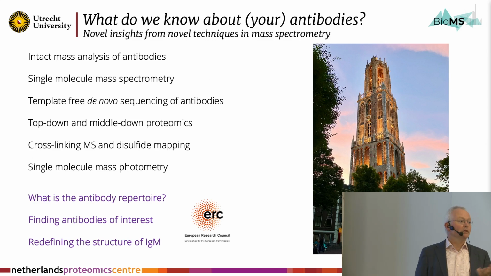What is your antibody repertoire? Can we find antibodies of interest? Which antibodies are you making at the moment? If you had corona again a few weeks ago or so, you're probably making antibodies against corona at the moment. If you had a flu or something else, you're making antibodies against that. So your body is constantly making antibodies. Many of them end up in your blood. Can we study those, and can we find maybe antibodies of interest?